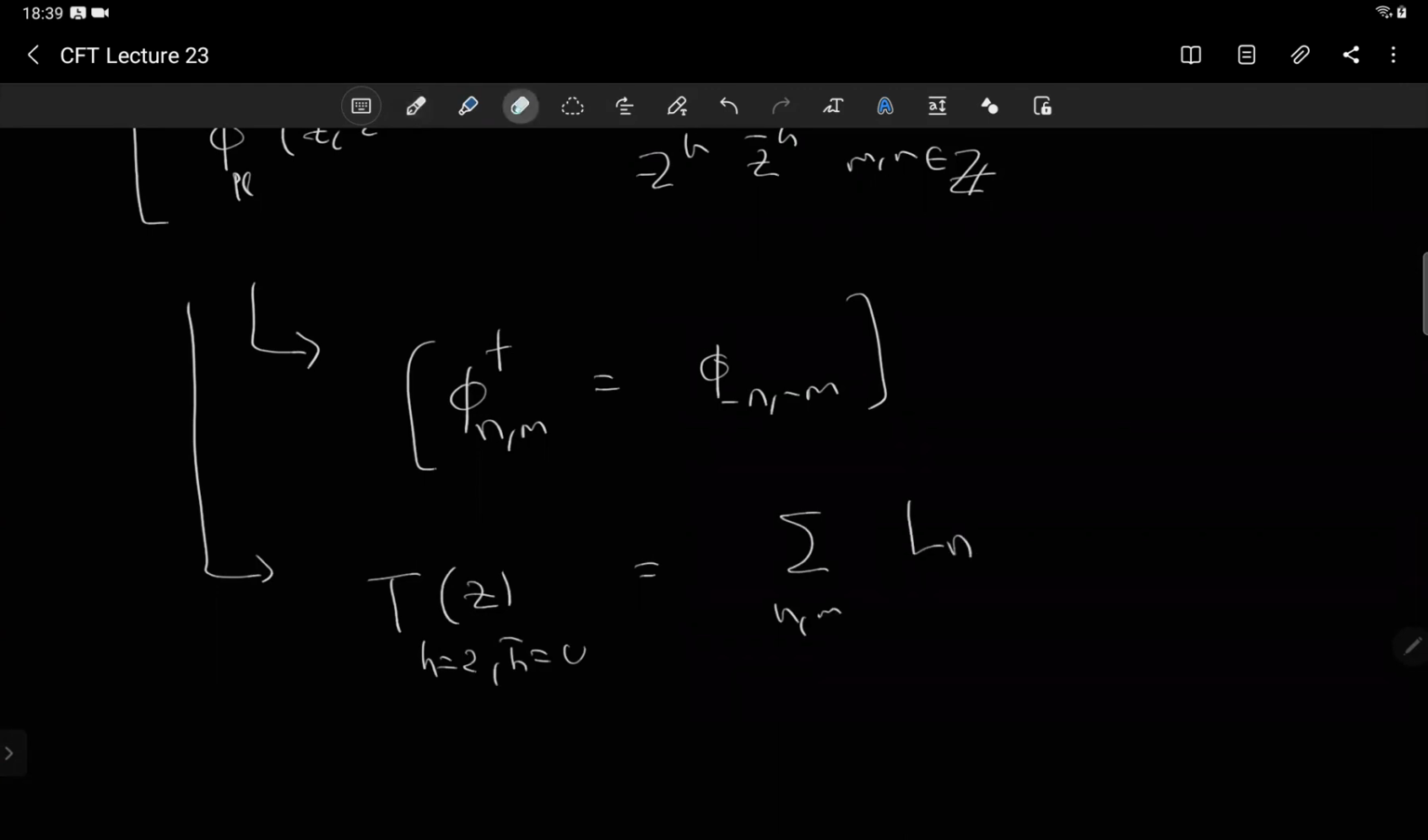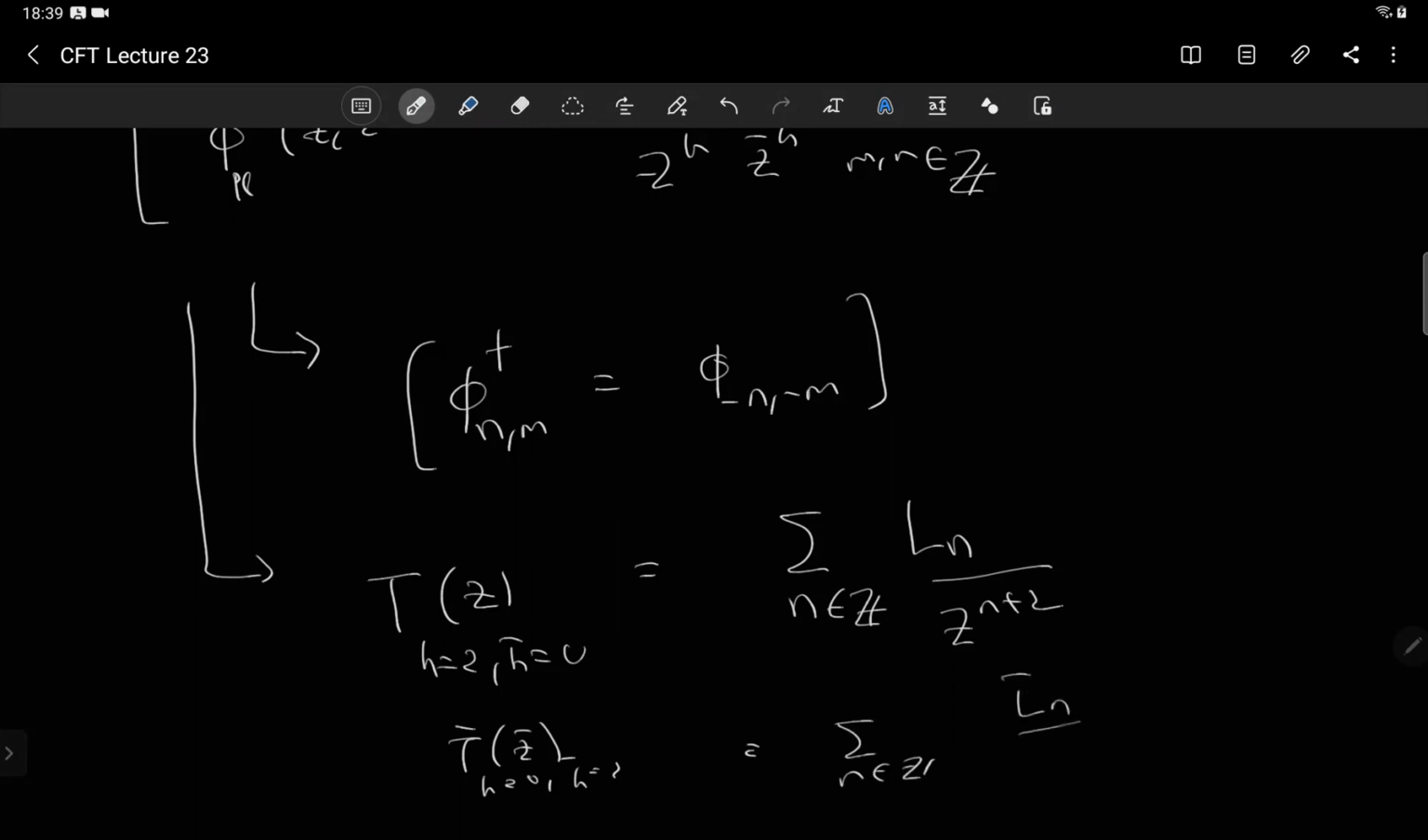So there's no m here because there's only h, there's no z bar, so there's only one expansion because there's no z bar, times Ln over z to the power n plus 2, n belongs to integer. And similarly you have for T bar(z bar), in this case h is 0 and h bar is 2, and so you have an expansion only in terms of z bar, and you get L bar n over z bar to the power n plus 2.